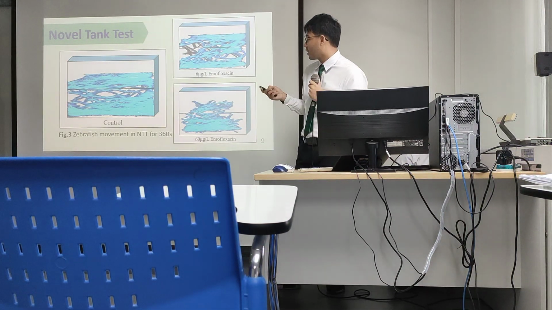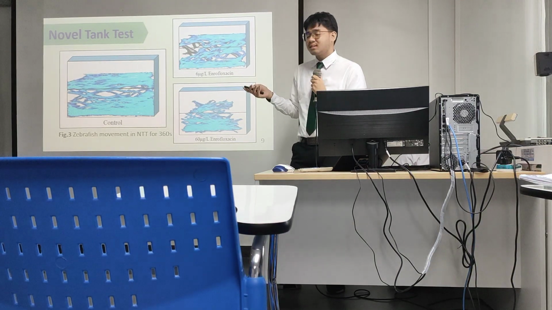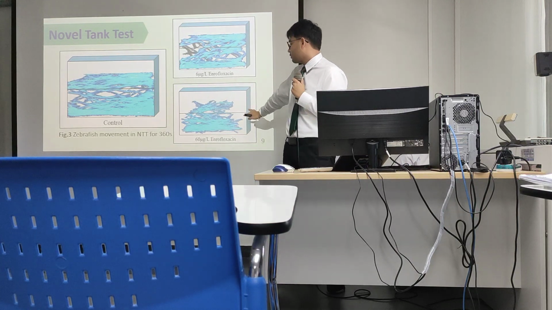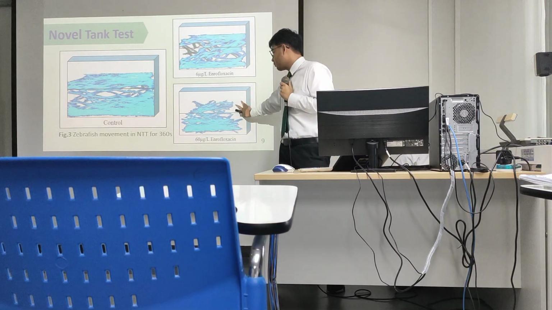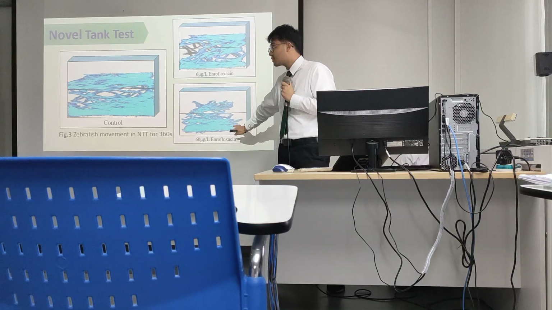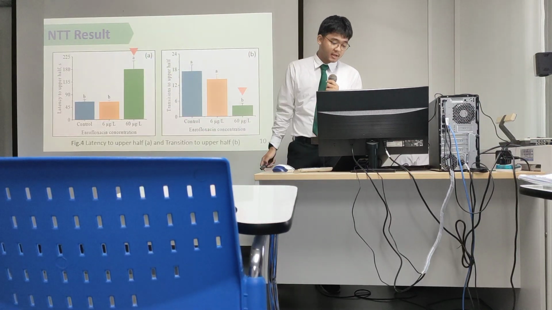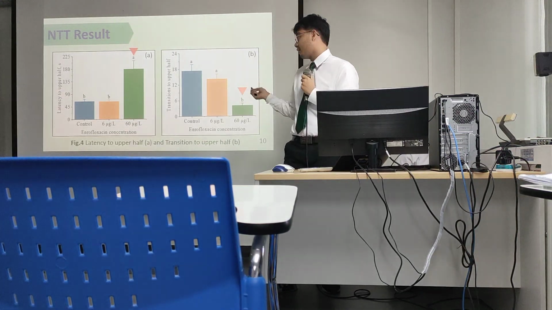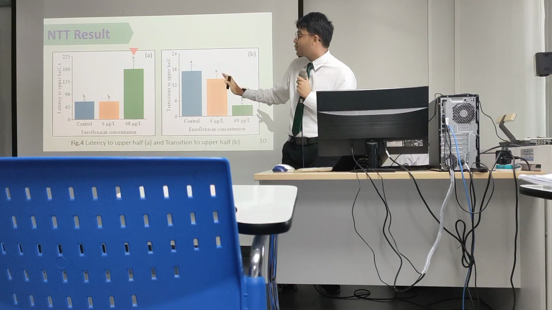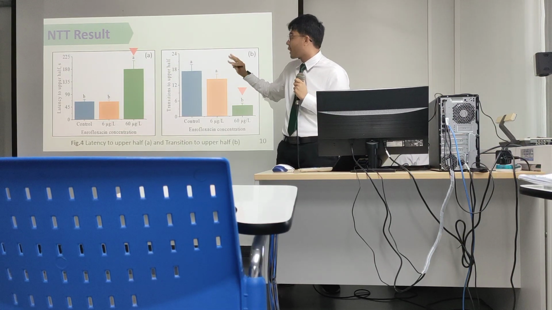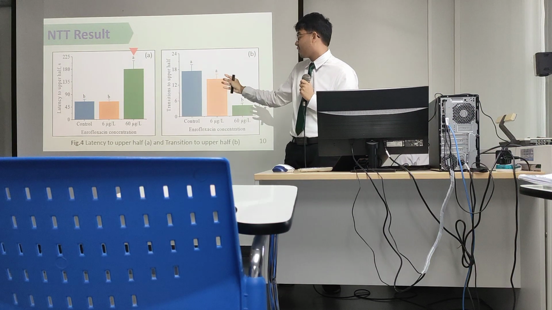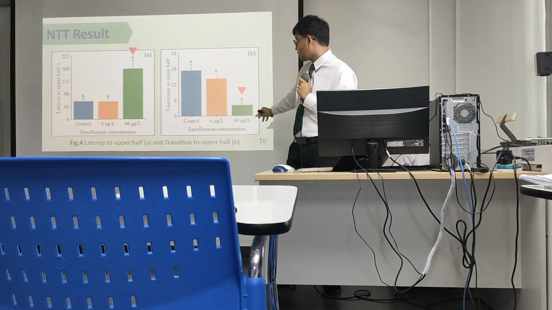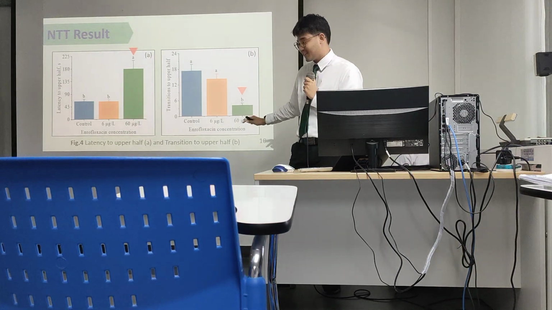Novel tank test. This test clearly shows that at the high concentration, the fish swim more in the lower half of the tank. The parameters are latency to upper half and transitions to upper half. You can see that latency to the upper half increases at high concentration, and transitions to the upper half decrease at high concentration.